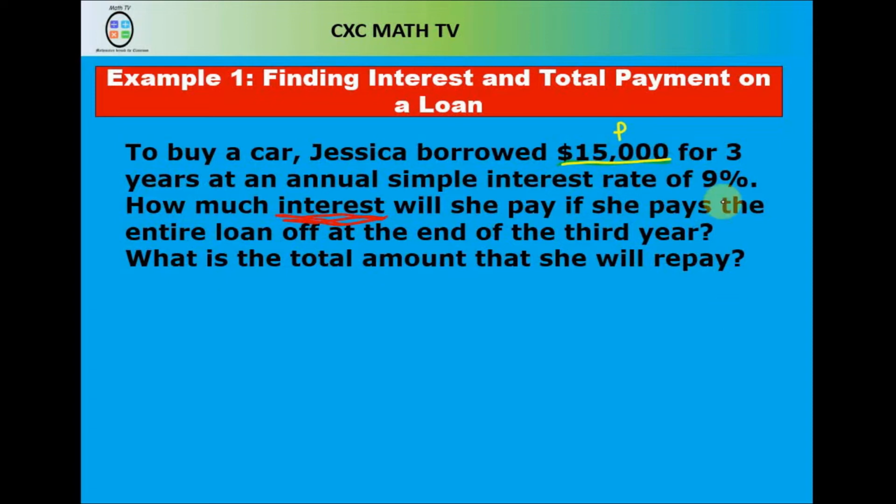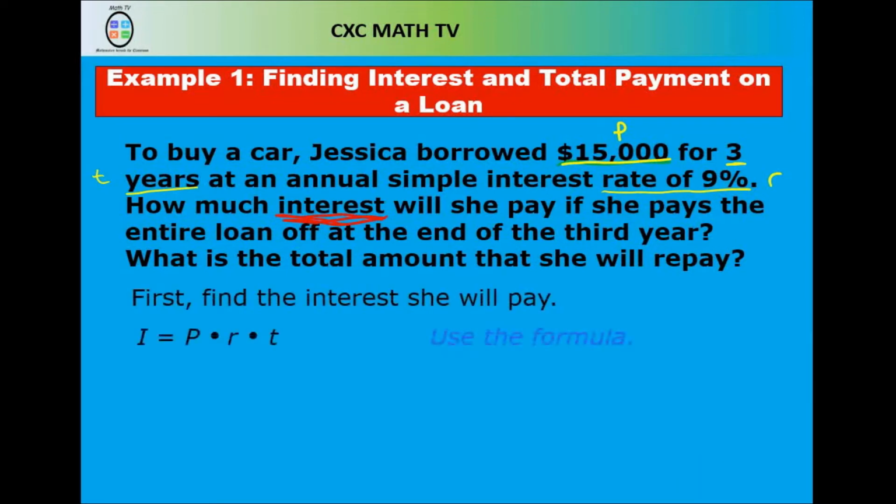The next thing is how long she is borrowing this for: 3 years. And so that is our time, T. And then they told us the simple interest rate is 9%. That is our R. Now we can proceed. The question says how much interest will she pay if she pays the entire loan off at the end of the third year. So now you have to remember the formula: interest equals P times R times T. Use that formula, okay?